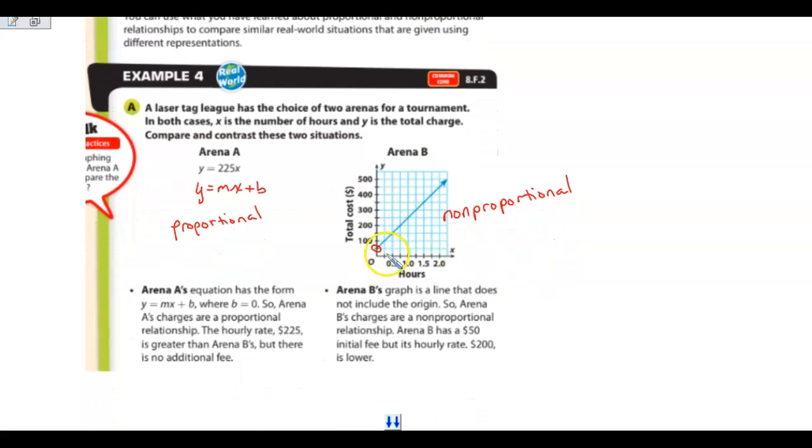When I look at this one, I see that it looks like it's right at 50. And so that's telling me that I have an initial cost of $50 before I even do anything. So that's why it's going to be non-proportional.